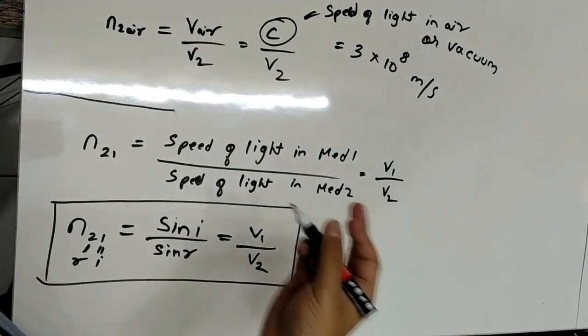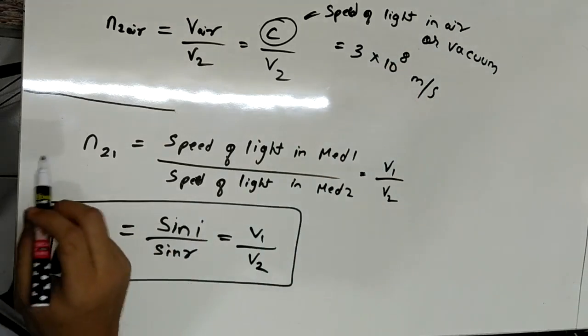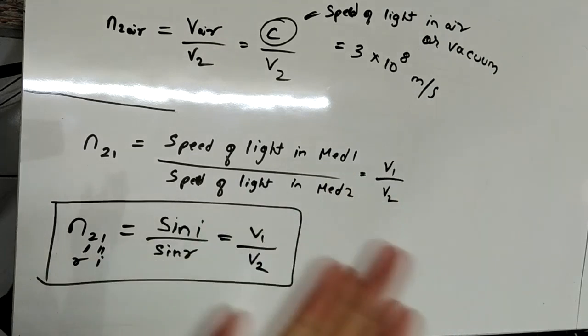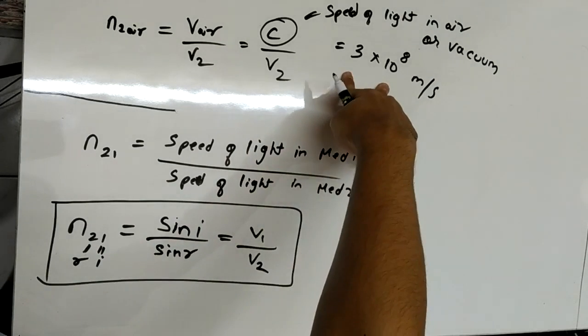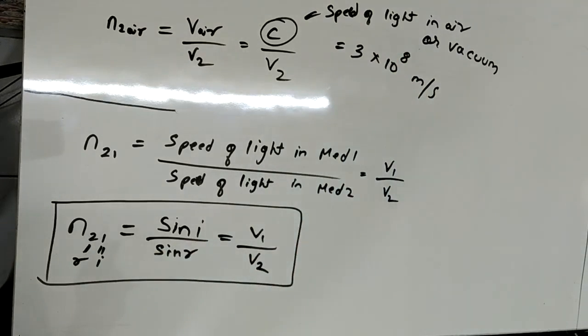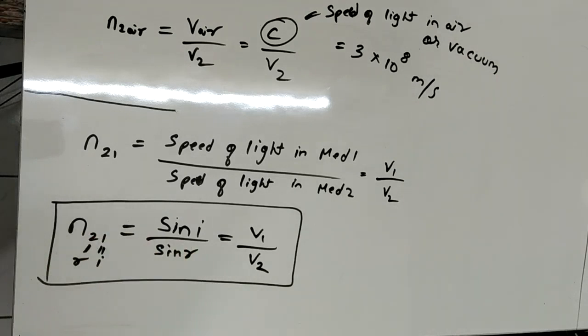Just imagine how much this means. 3 into 10 power 8 meters per second means 3 with 8 zeros after it. Let us divide by 1000: 3 into 10 power 5 kilometers, that is 3 lakh kilometers per second. Can you imagine the speed? That fast light travels. There is nothing which travels faster than light according to today's science.